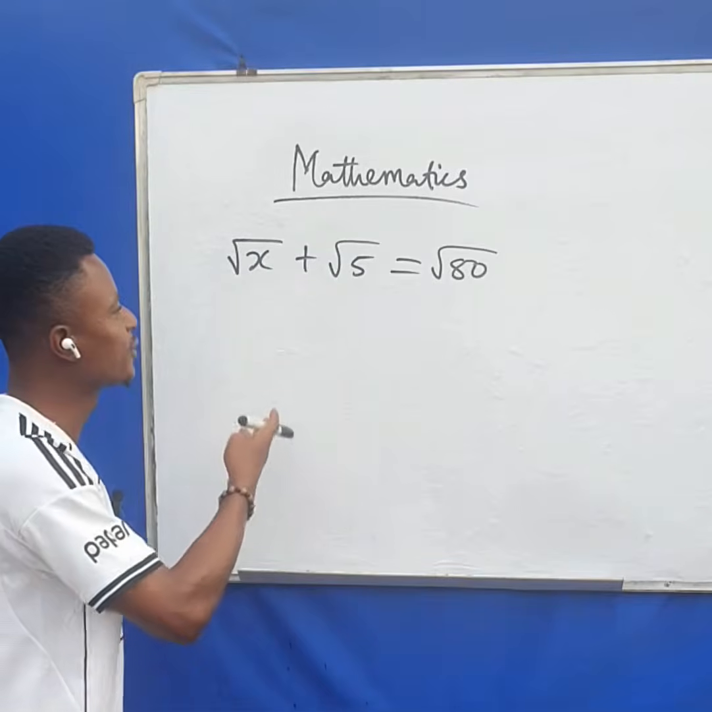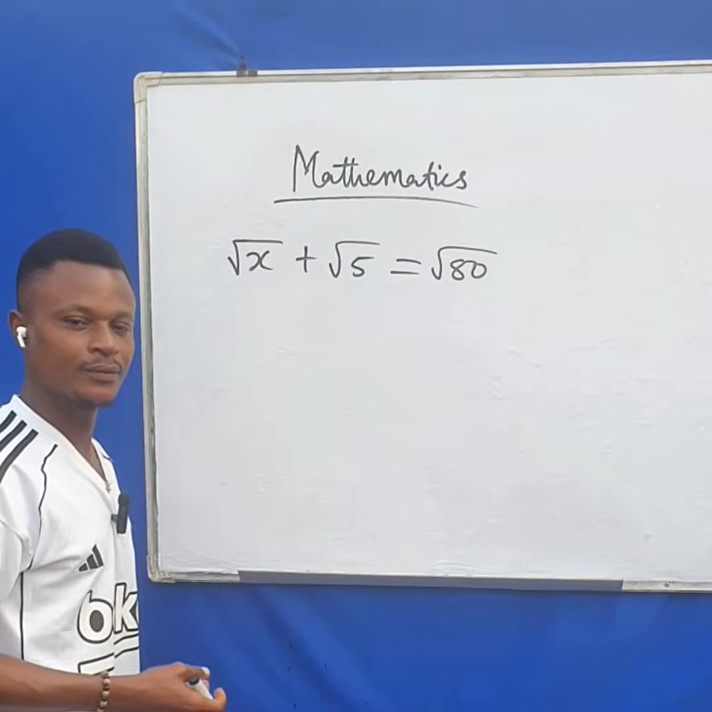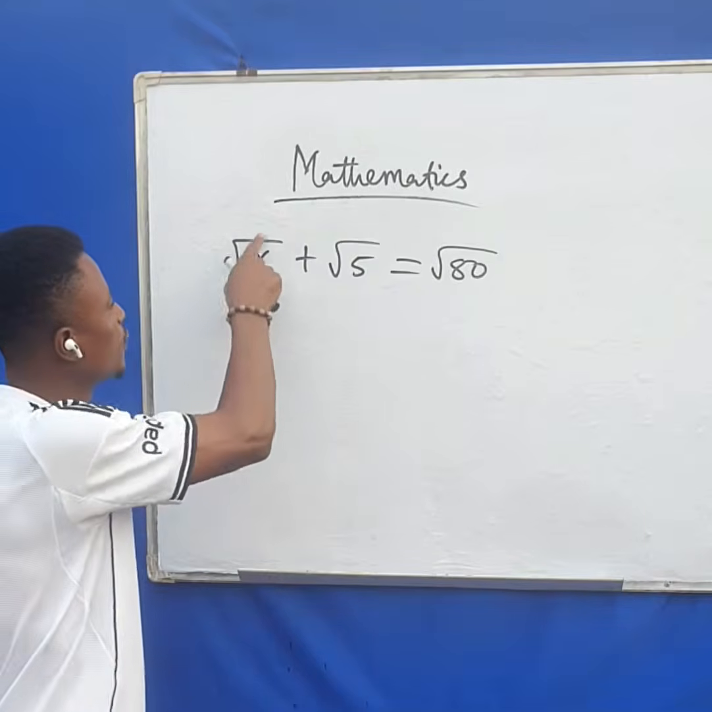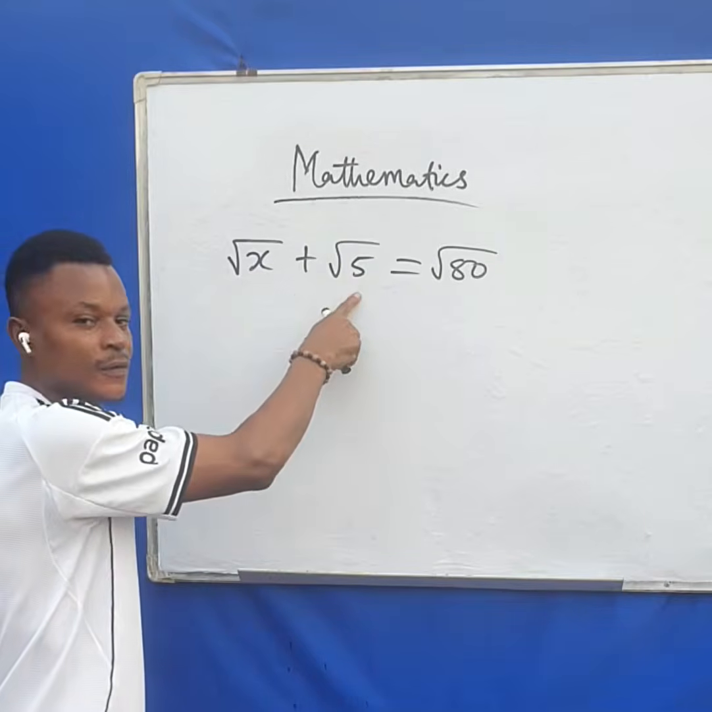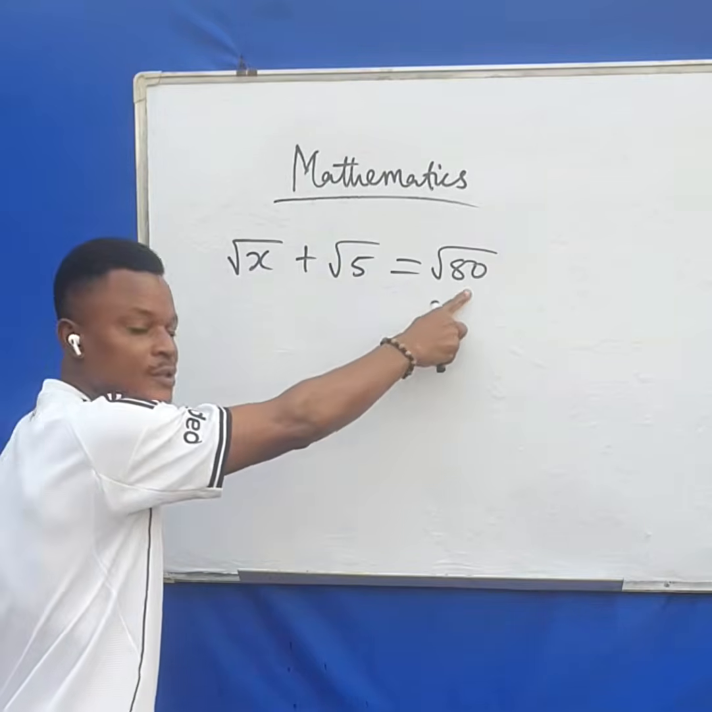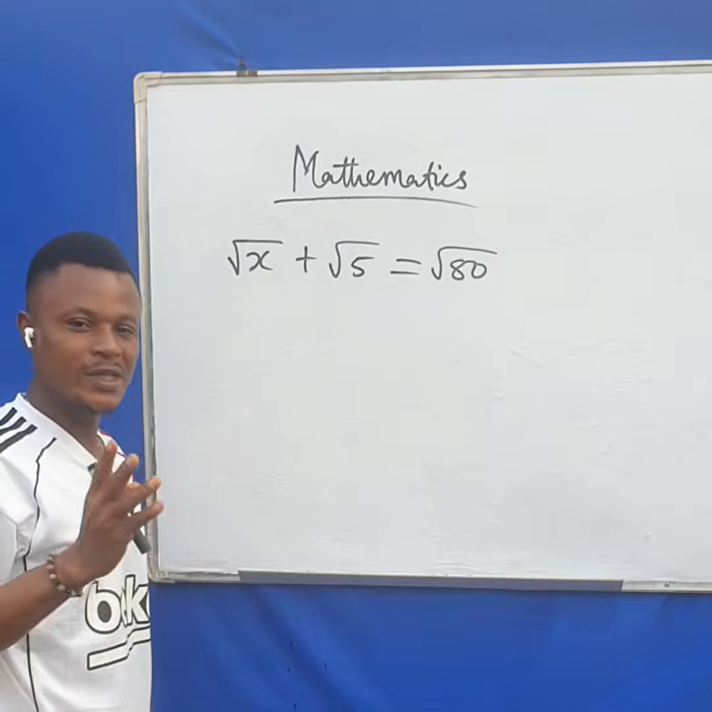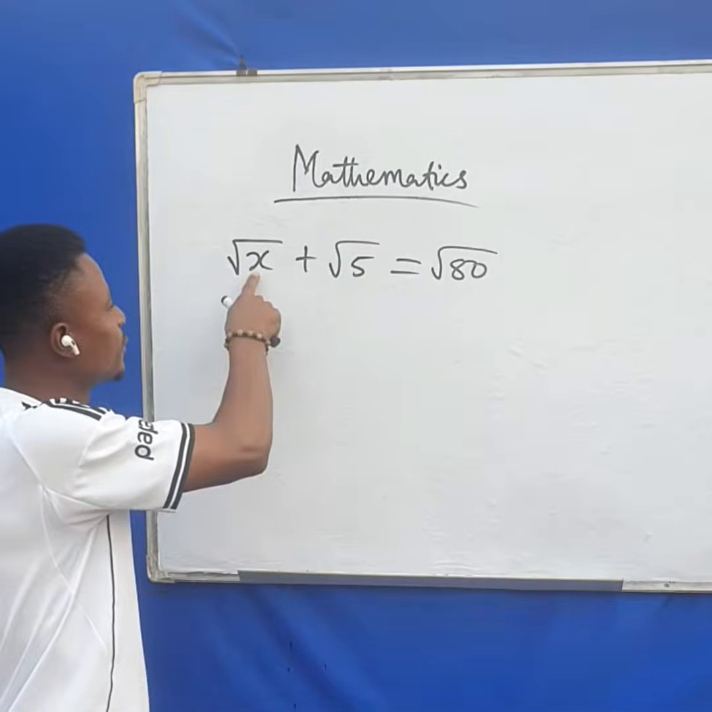Let me show you how to solve this math question on the board. We are given square root of x plus square root of 5 equal to square root of 80. And we are expected to find the value of this x.